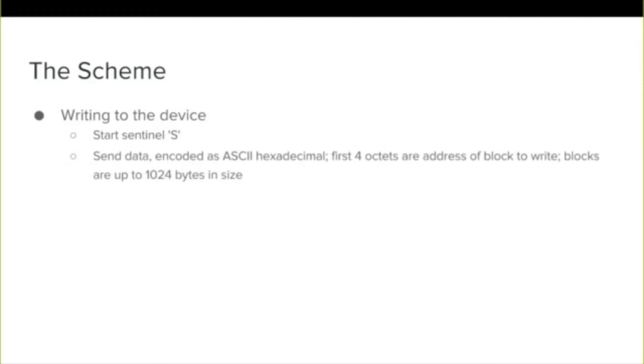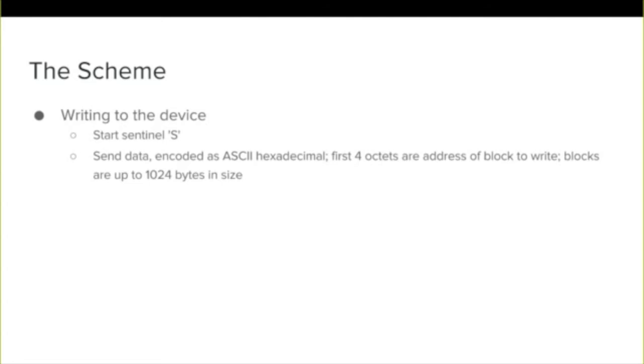Then we're gonna send our data, and we're going to encode it as ASCII hexadecimal. So for every byte that we wanna send, we're gonna send two characters, one for the upper 4 bits and one for the lower 4 bits. Does that make sense? Right, because we have 16 possible hexadecimal characters, 2 to the 4, total of 16 combinations. So we have 4 bits in the high side and 4 bits in the low side. We'll call those nibbles, that's what we call them.